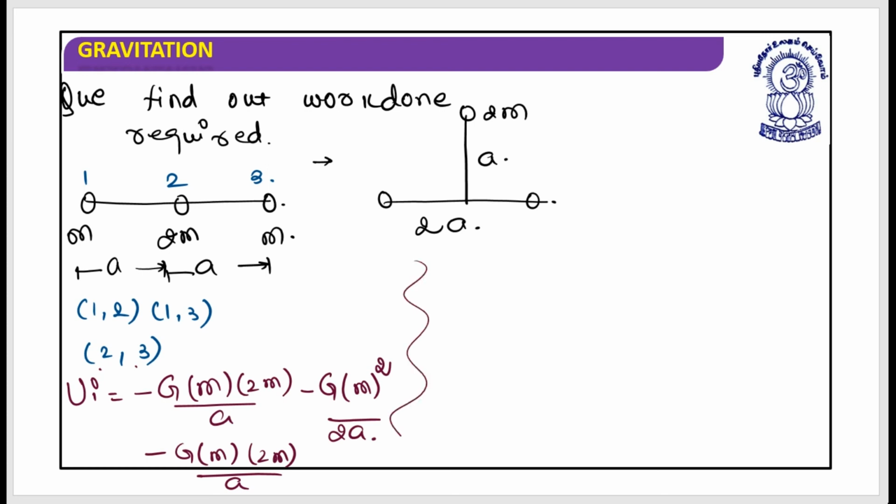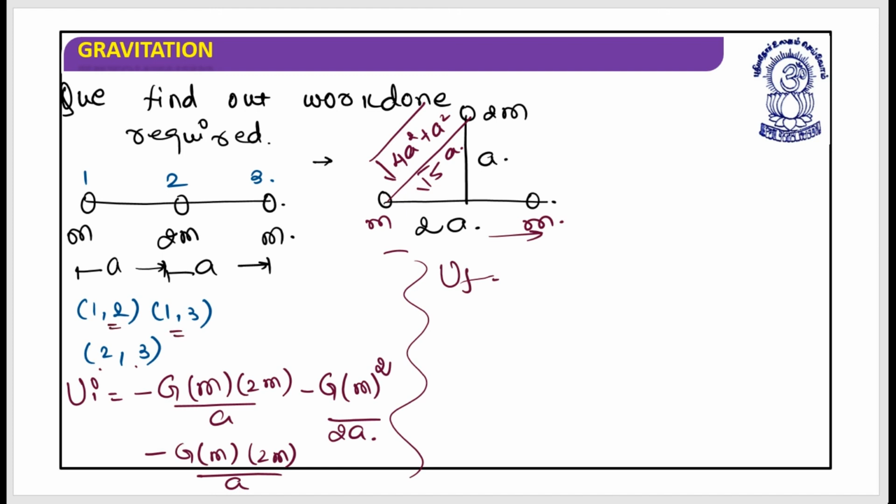Okay, great. Now let's find out the final potential energy. This is M, this is M. Their separation is 2A and this is A. So this separation will be root of 4A square plus A square, which is equal to root of 5A. I hope this is clear. So finally pairs will remain the same, but their separations would be different.